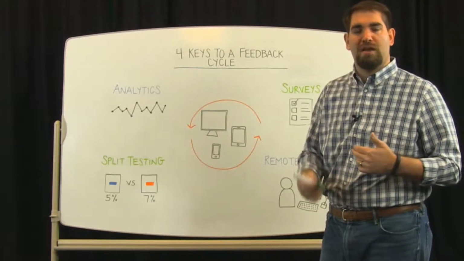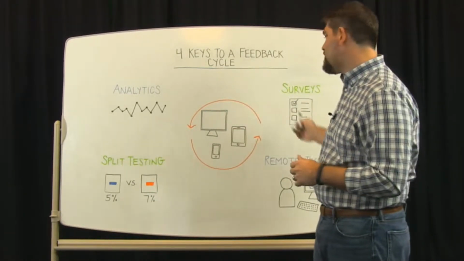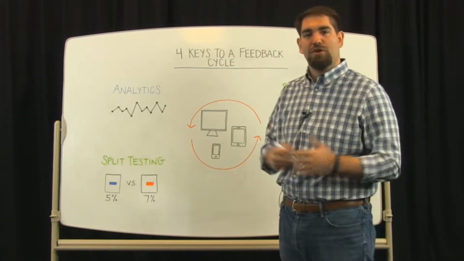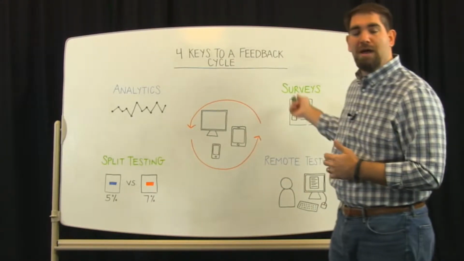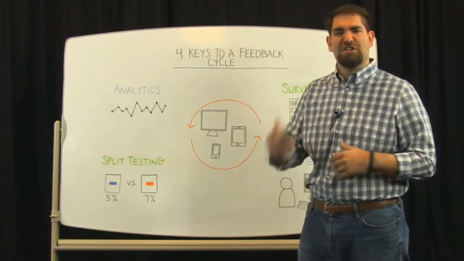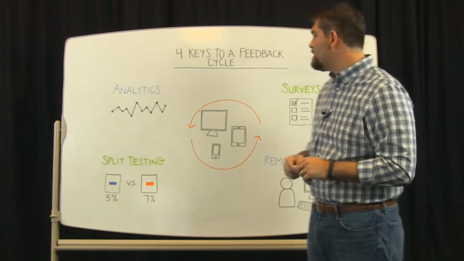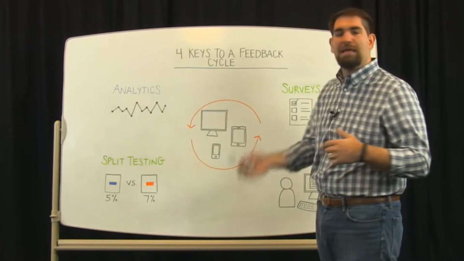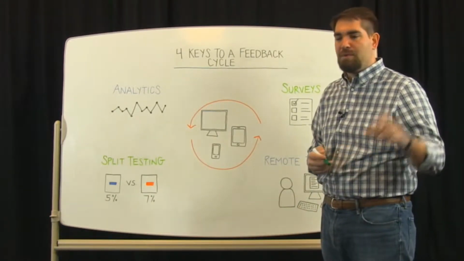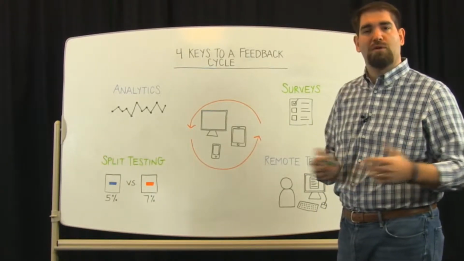Another component of analytics, especially in a feedback cycle, is to inform the other parts of the cycle. So you'll use analytics to make better survey questions. If you see abandonment or an issue in the analytics, you can ask it in a question in a survey. Surveys could be a link on your website, or an email you send out to your customer base to request a quick survey.